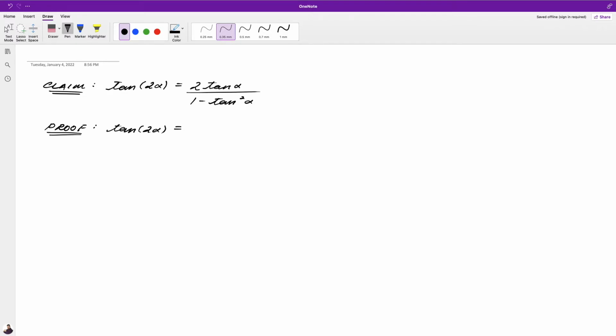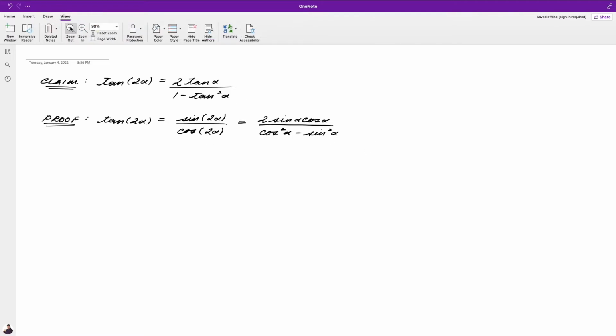The tangent of 2 alpha is, of course, by definition, going to be equal to the sine of 2 alpha over the cosine of 2 alpha. And as we know, the sine of 2 alpha is 2 sine alpha cosine alpha, and the cosine of 2 alpha is going to be cosine squared alpha minus sine squared alpha.